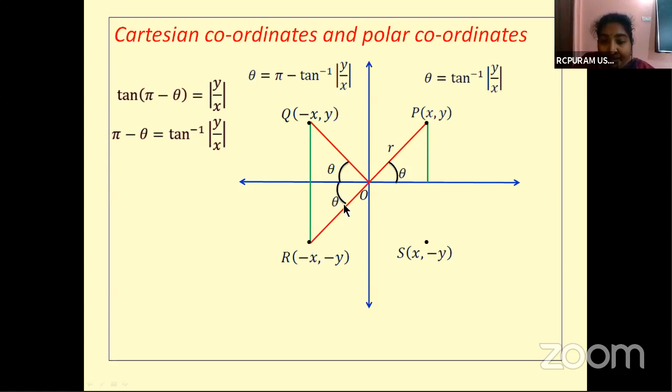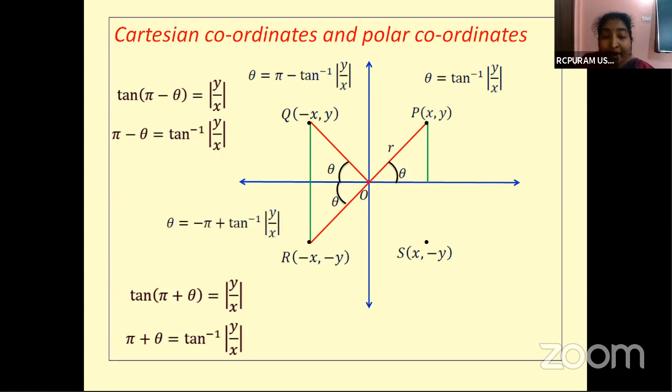Then if you consider this angle, it is again opposite by adjacent. So the angle we are taking here, as I told you, since we are moving in the anti-clockwise direction, we are taking it as pi plus theta. So tan of pi plus theta is y by x. Then pi plus theta is nothing but tan inverse of mod of y by x. We want only theta, children. So theta is nothing but minus pi plus tan inverse mod of y by x.